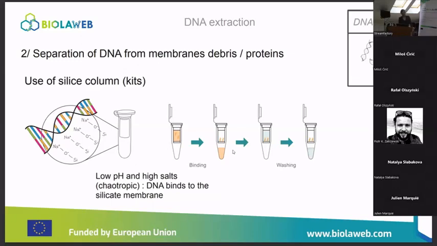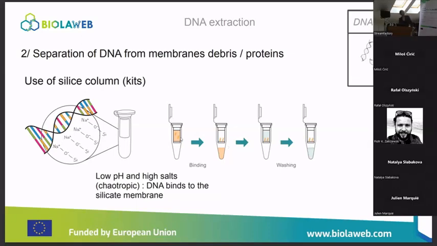So the first way to separate DNA from everything is to use silica columns that are used in commercial kits, for instance. Under certain conditions, with low pH and high salts, these columns will be positively charged and the DNA will bind to it.